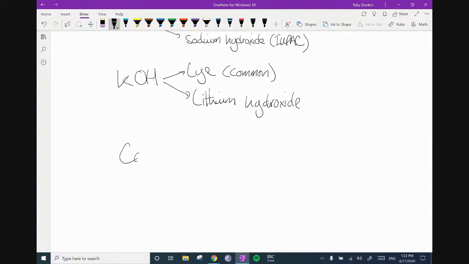Let's go for another one. Calcium hydroxide, otherwise known as slaked lime, now known, of course, as calcium hydroxide.